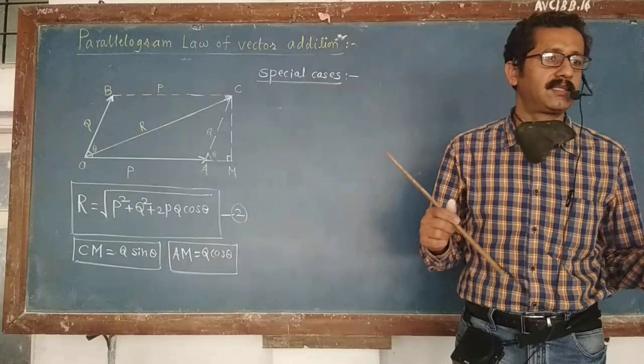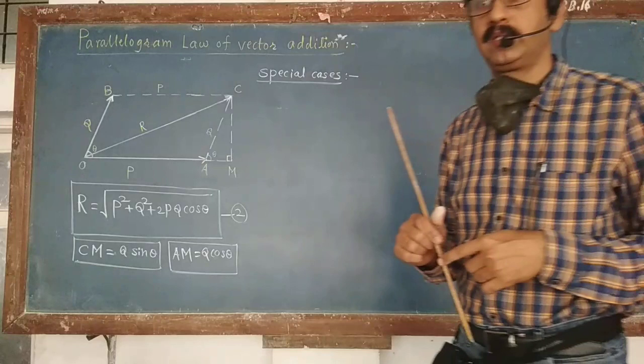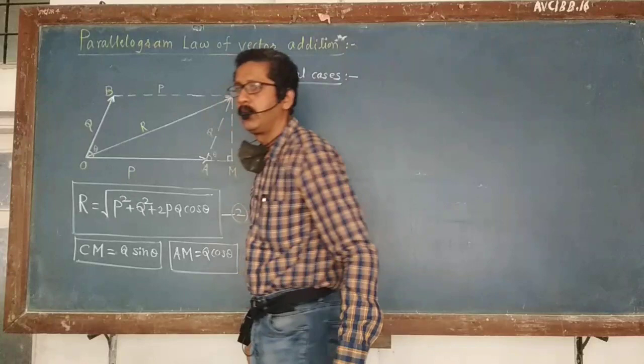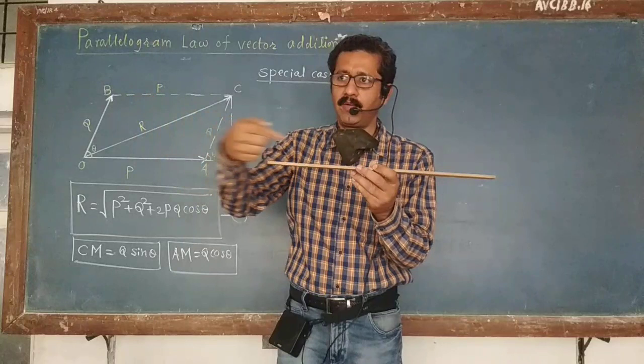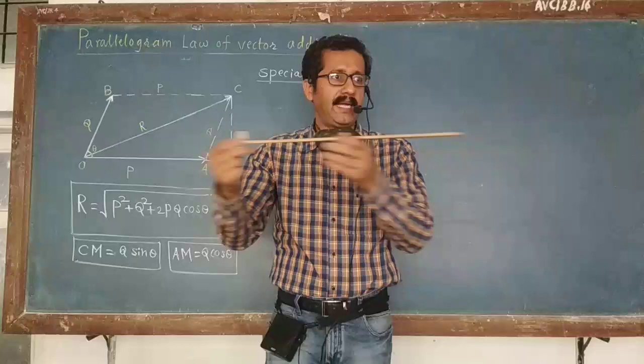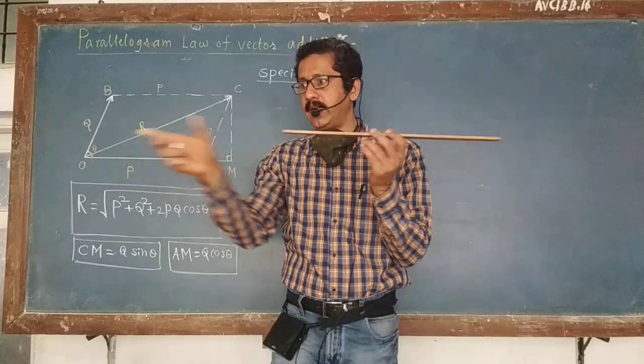The special cases are so easy that they are known to us. If at all your vector P and vector Q both were acting in the same line, if P is acting maybe 10 units along the x-axis, and Q is also acting maybe 5 units along the same axis, the resultant is supposed to be equal to the addition. 10 plus 5 is 15. If P is acting towards the right side and Q is acting towards the left-hand side, exactly 180 degrees opposite, the addition is in fact equal to subtraction.